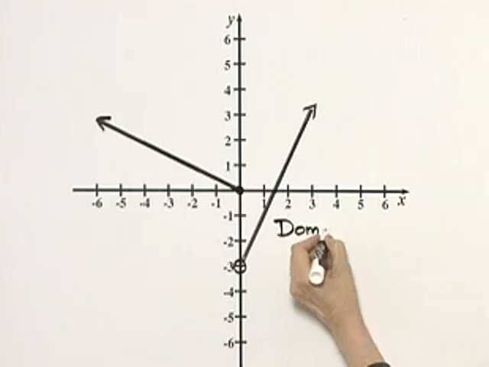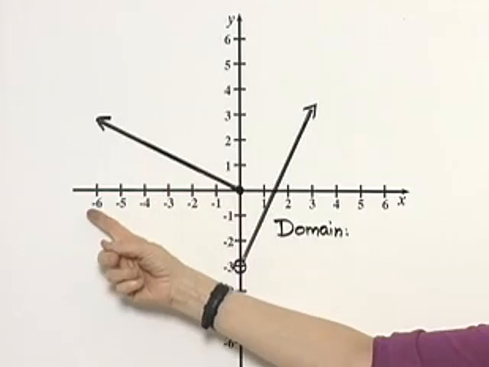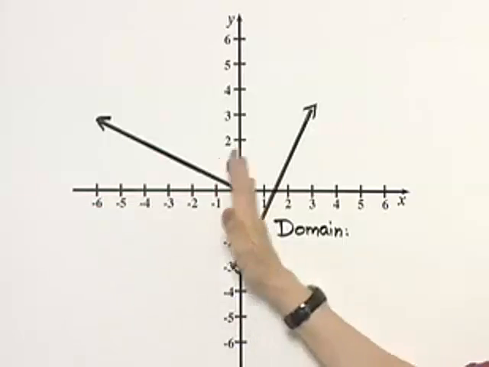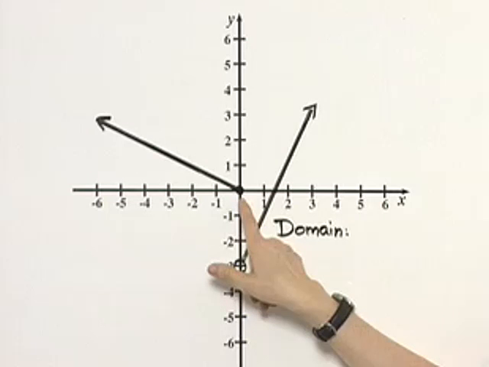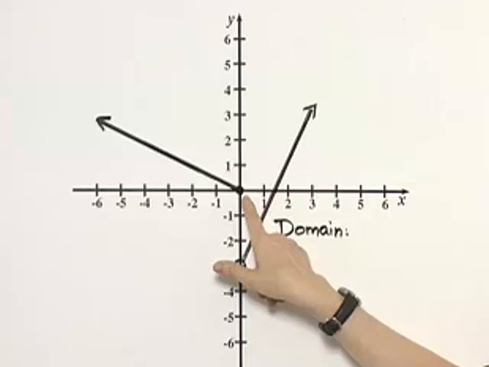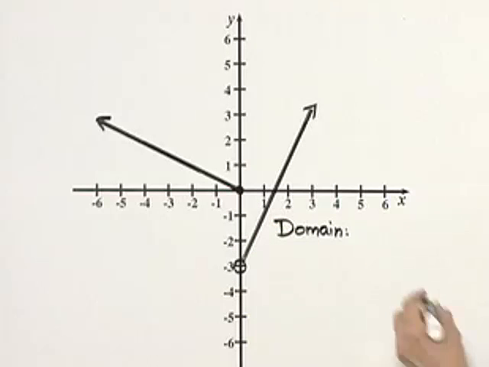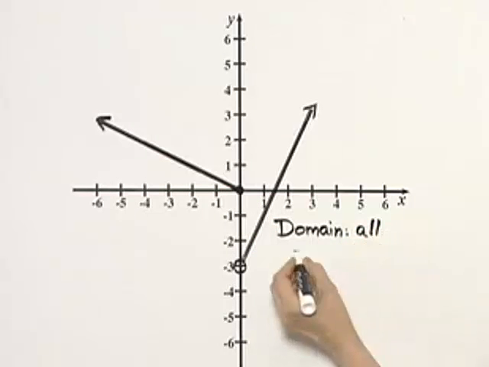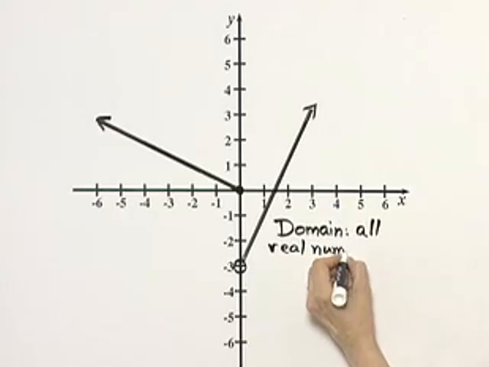Remember, for domain, we think of x values. So how far left and how far right does this graph extend? Well, notice it extends to -infinity, also by this arrow, +infinity. What about the x value of 0? Notice there is an x value of 0 here. There's not one here, but that's okay because there is one there. So the domain is all real numbers.